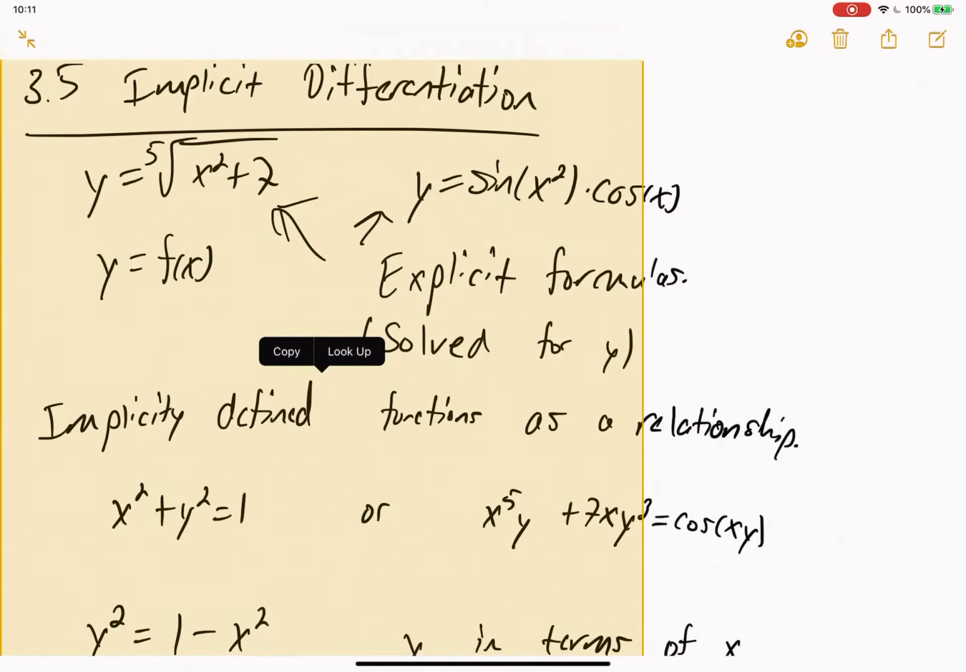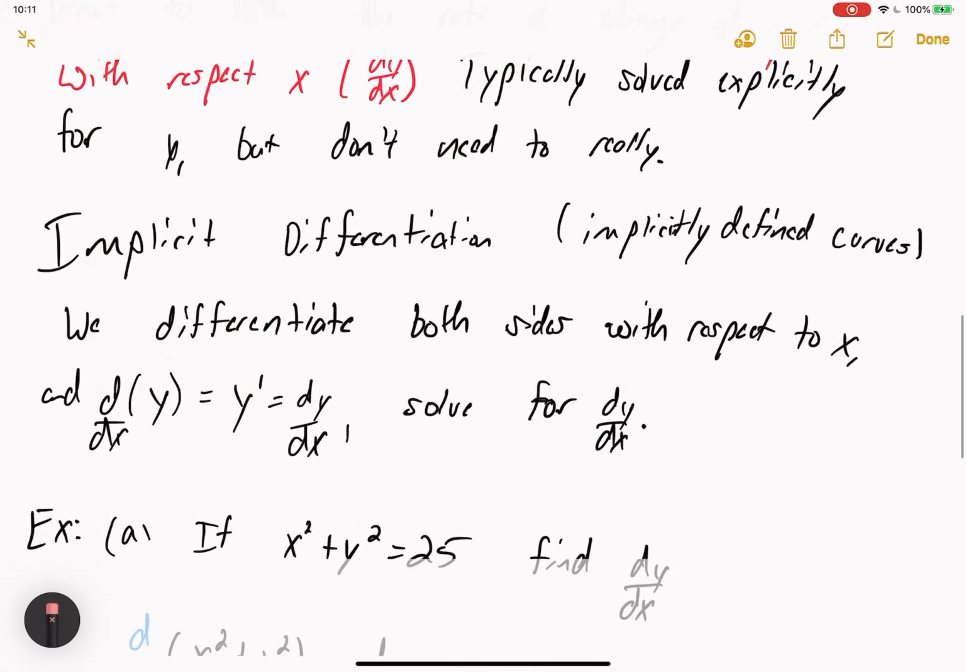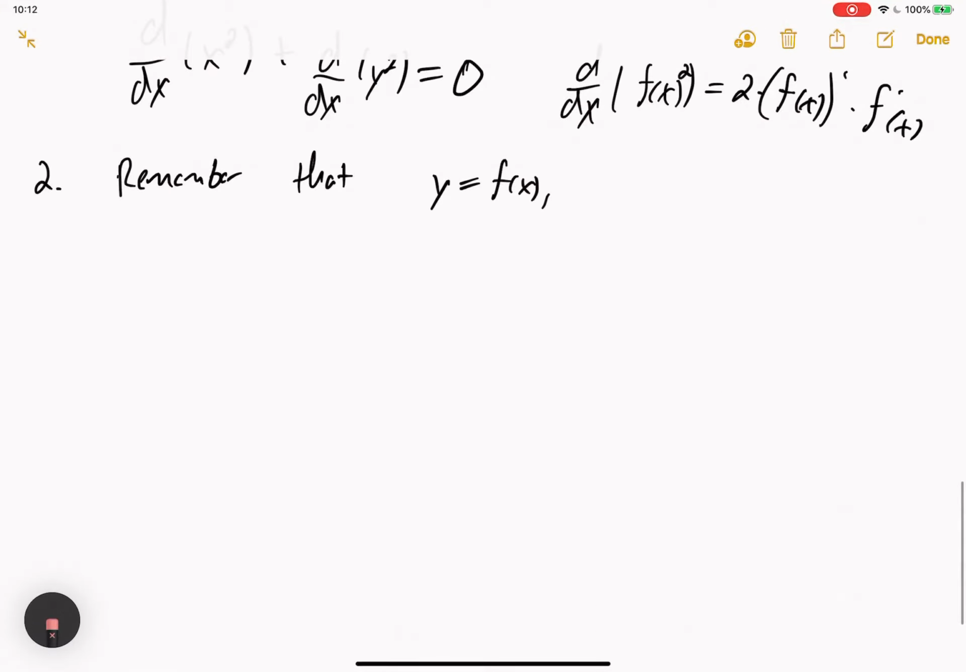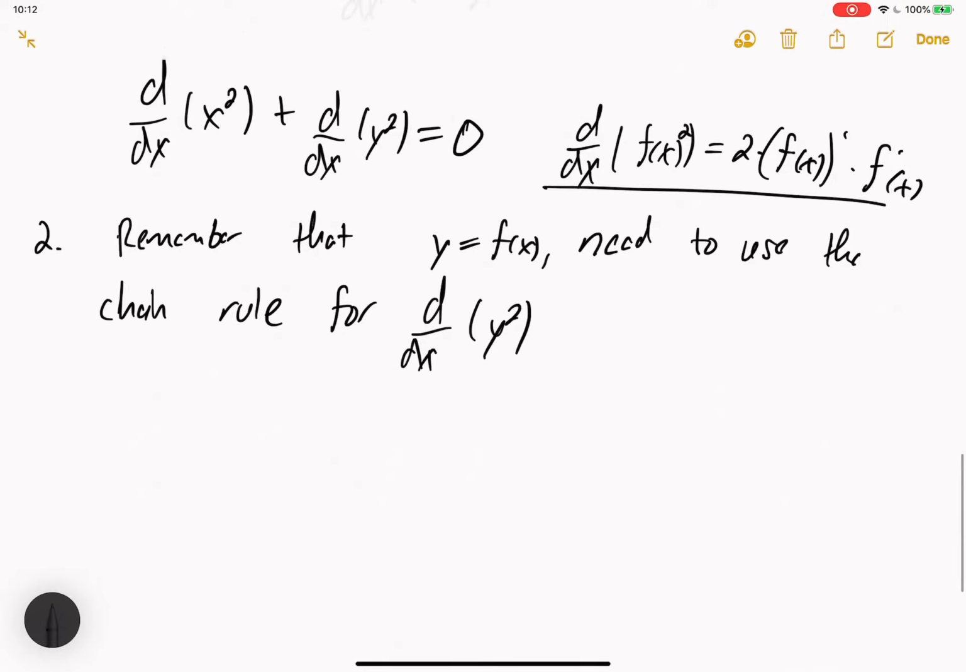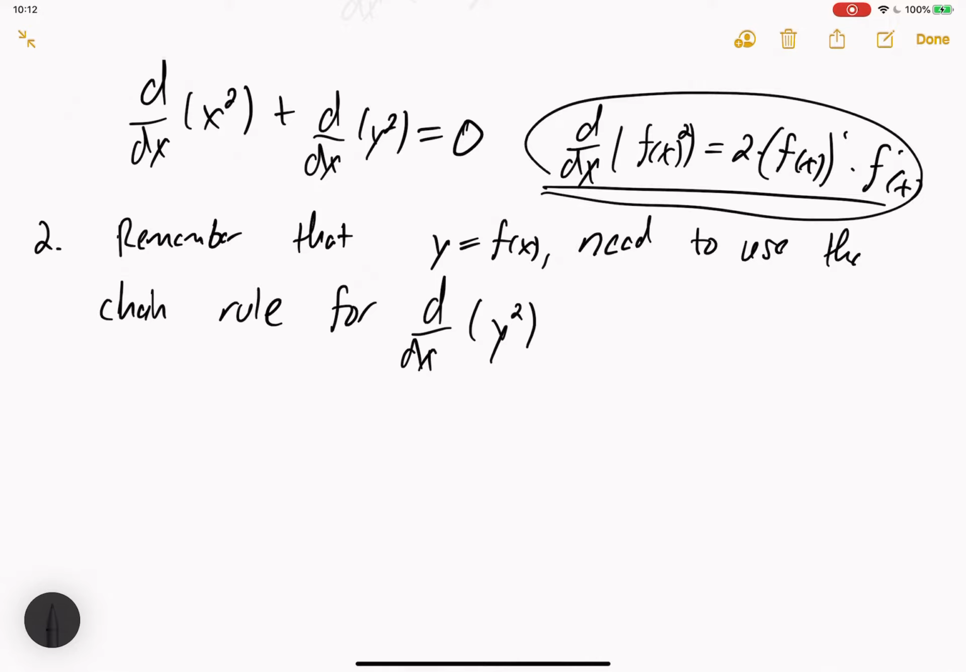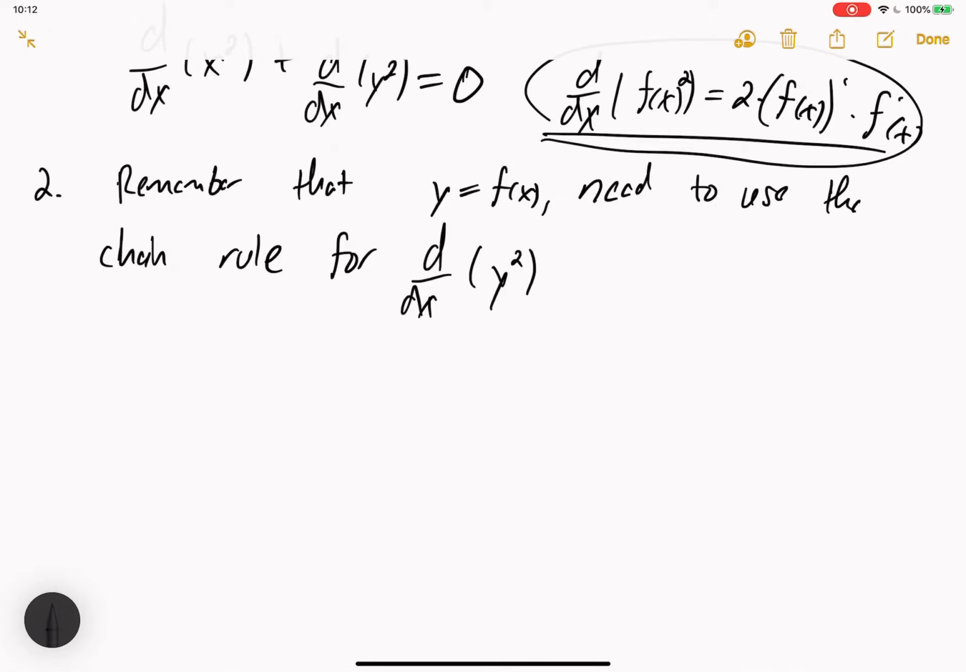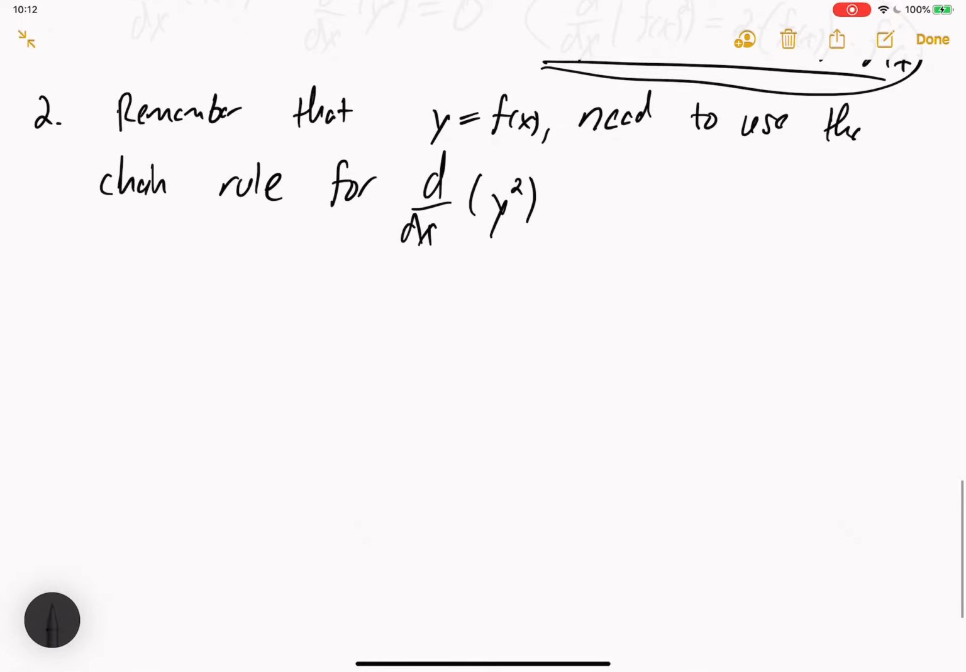So, what this means is you need to use a chain rule for d of dx of y squared. Again, because this is basically what's going on. Because we're defining y to be a function of x. So that means whenever you take a derivative, it's going to end up looking similar to that. But instead of writing f of x and f prime of x, we'll write just y and dy dx.